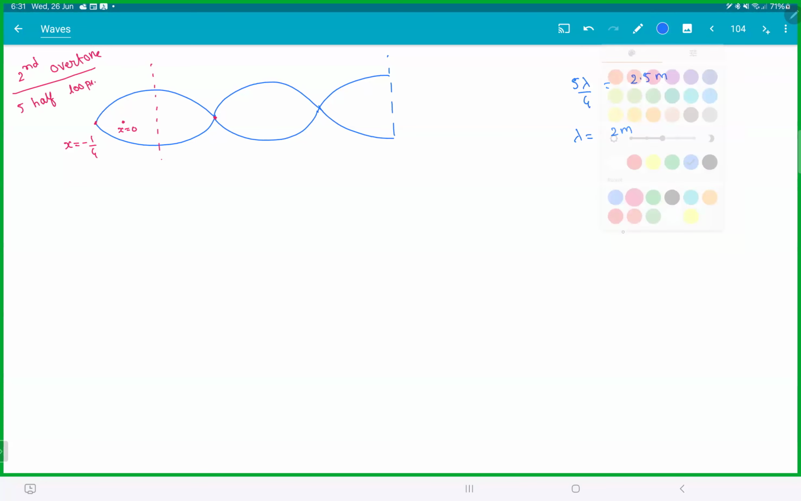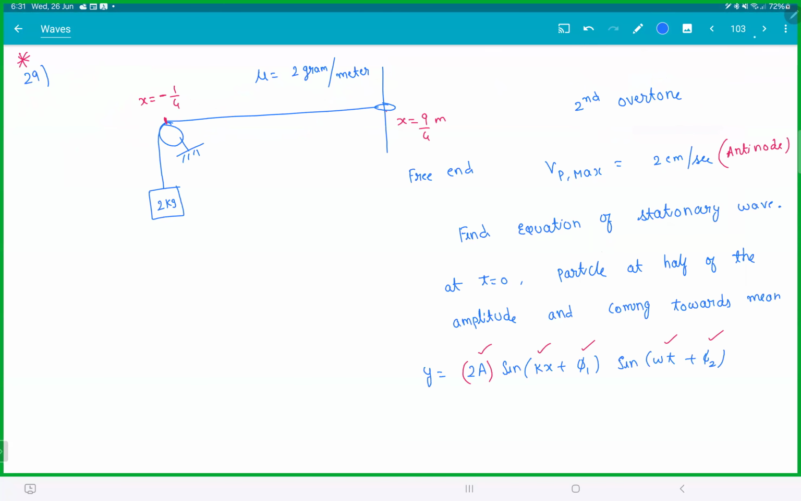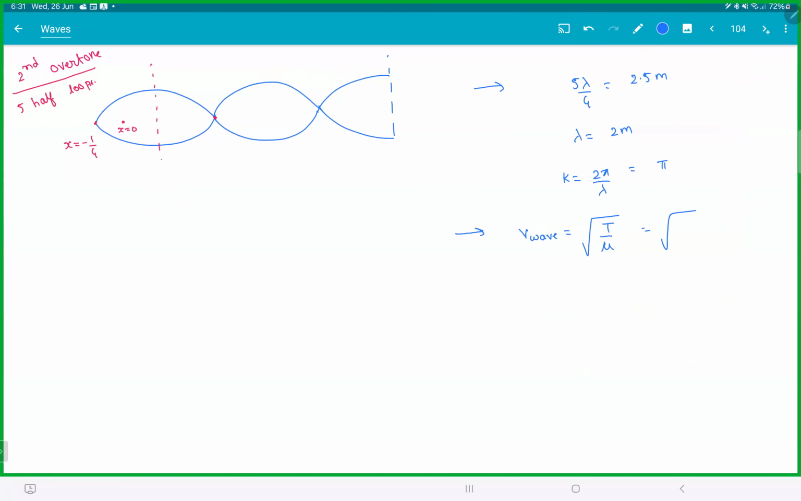Fair enough. I got lambda from here. So if I got lambda, I'll get the value of k, 2 pi by lambda. That would be pi. k is found. V wave is nothing but root over T by mu. Block is given here, 2 kg, so tension is 20. Mu is 2 gram per meter. Be careful, write in SI units. 1 gram is 10 power minus 3 kg, so mu is 2 into 10 power minus 3 kg per meter. So that would be 100 meters per second. And then we know V wave is omega by k.